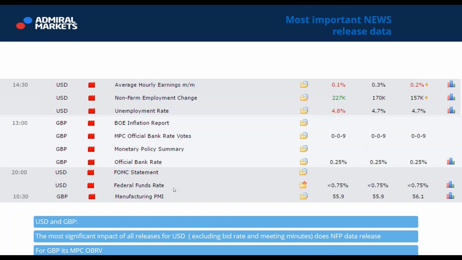Also for GBP, the most important news is of course MPC official bank rate votes and monetary policy summary. This is very important, and the report, when it goes live, tends to have a good and huge impact on the Forex market in the form of spike trading. So spikes will usually be very, very volatile, but then, as the day goes on, all those spikes will eventually return to normal, and you will see that price action tries to stabilize itself.